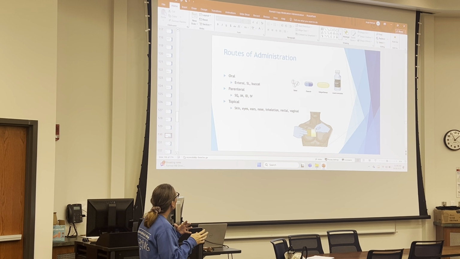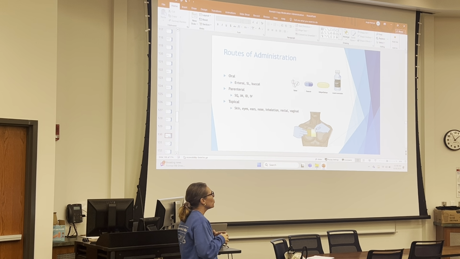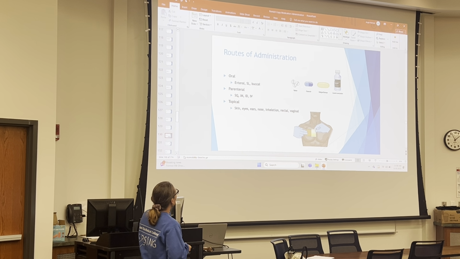The second category is parenteral, which includes all of our injections and IV. So sub-Q, intramuscular, intradermal, and intravenous. So those all fall under parenteral.